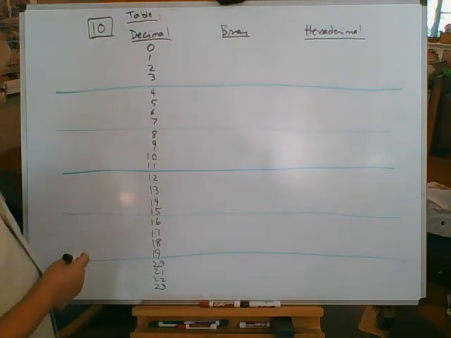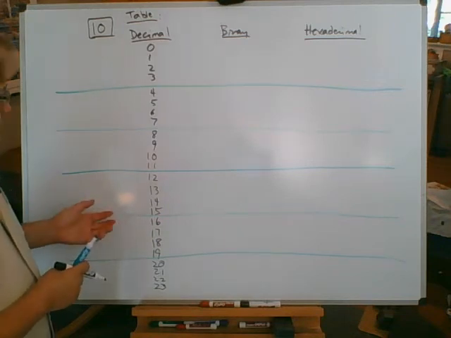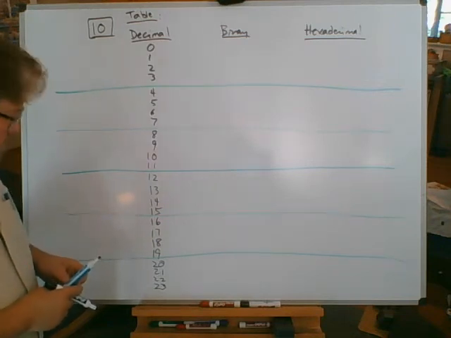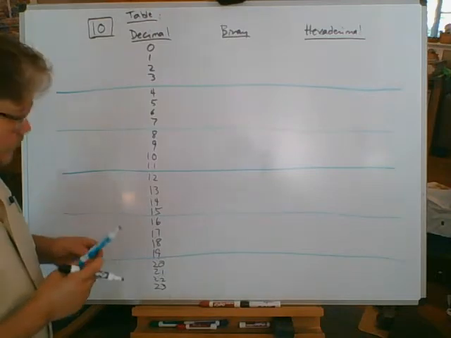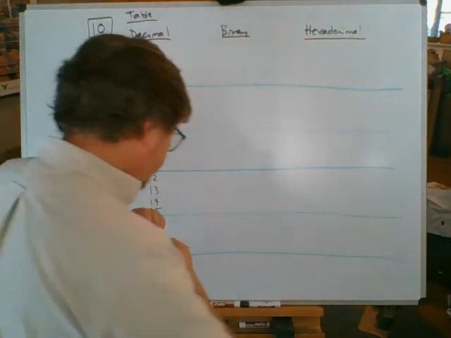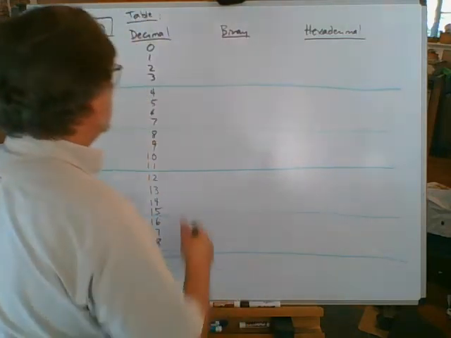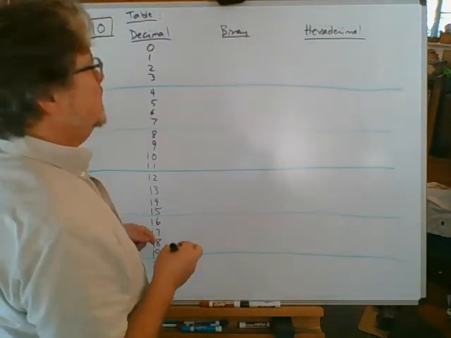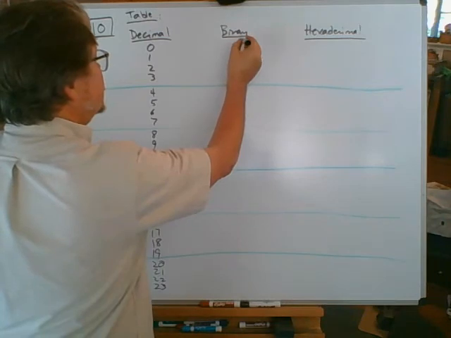For review, 0, 1, 2, 3, 4, 5, 6, 7, 8, 9, 10, 11, 12, 13, 14, 15, 16, 17, 18, 19, 23. Okay? I don't need the blue anymore. Got some lines. Binary. Well, 0 is 0 in any number system. So binary 0.